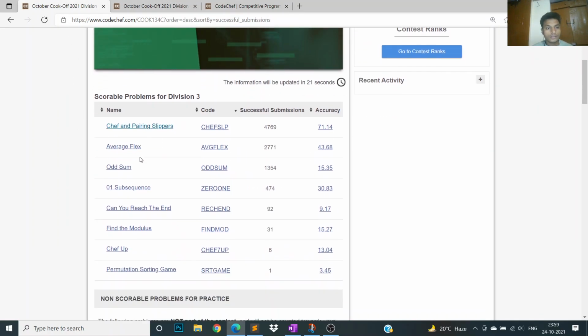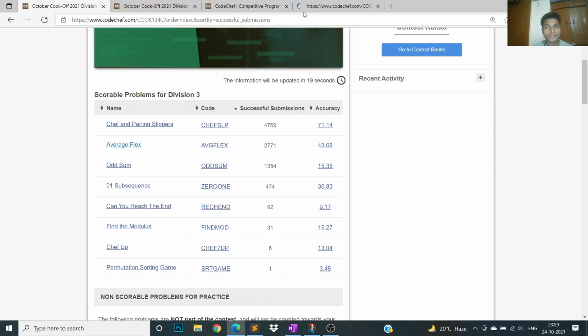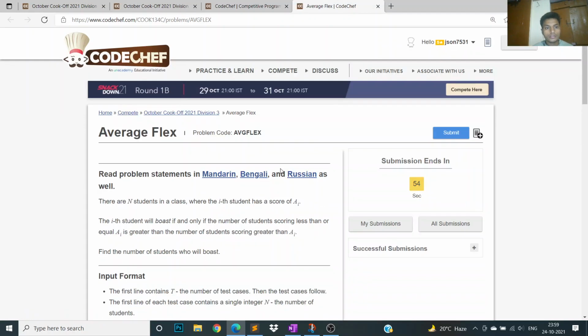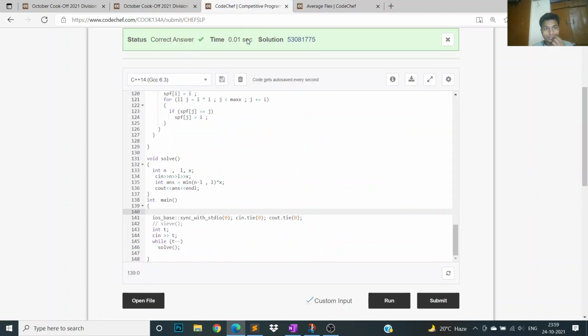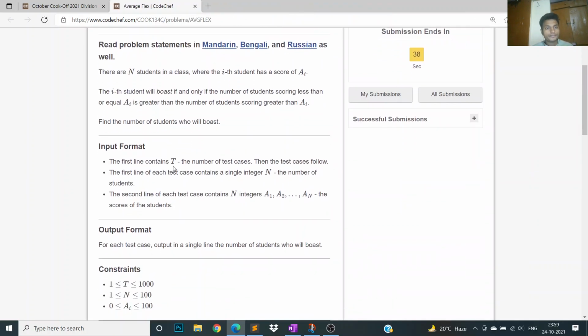Okay, this is the second problem, Average Flex. There are N students in a class, where the i-th student has a score A_i. The i-th student will boost if and only if the number of students scoring less than or equal to A_i is greater than the number of students scoring greater than A_i. Find the number of students who will boost.